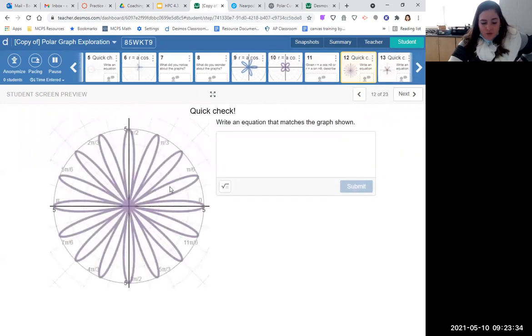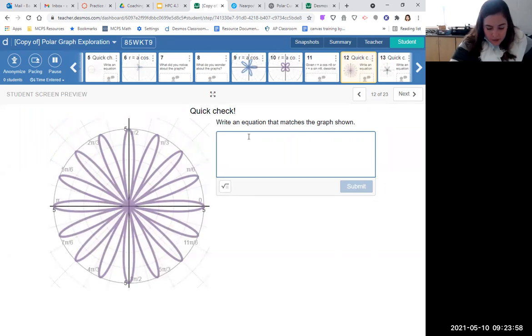All right, see if you can write an equation that matches the graph shown. You can pause the video and try the problem. What I notice is that if I have an even number for my N, I have twice the number of petals. So let me count. I have 1, 2, 3, 4, 5, 6, 7, 8, 9, 10, 11, 12, 13, 14, 15, 16 petals. And my radius, or the diameter of the petal, looks to be about 5.